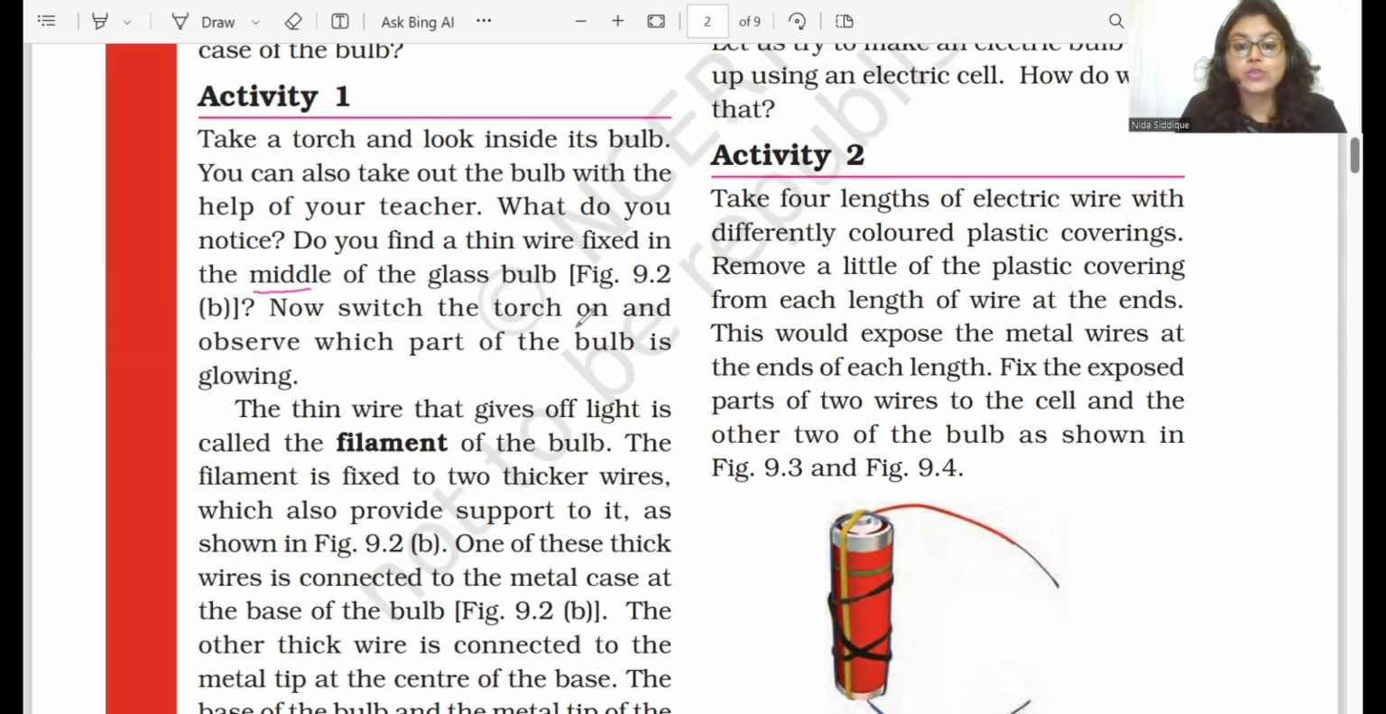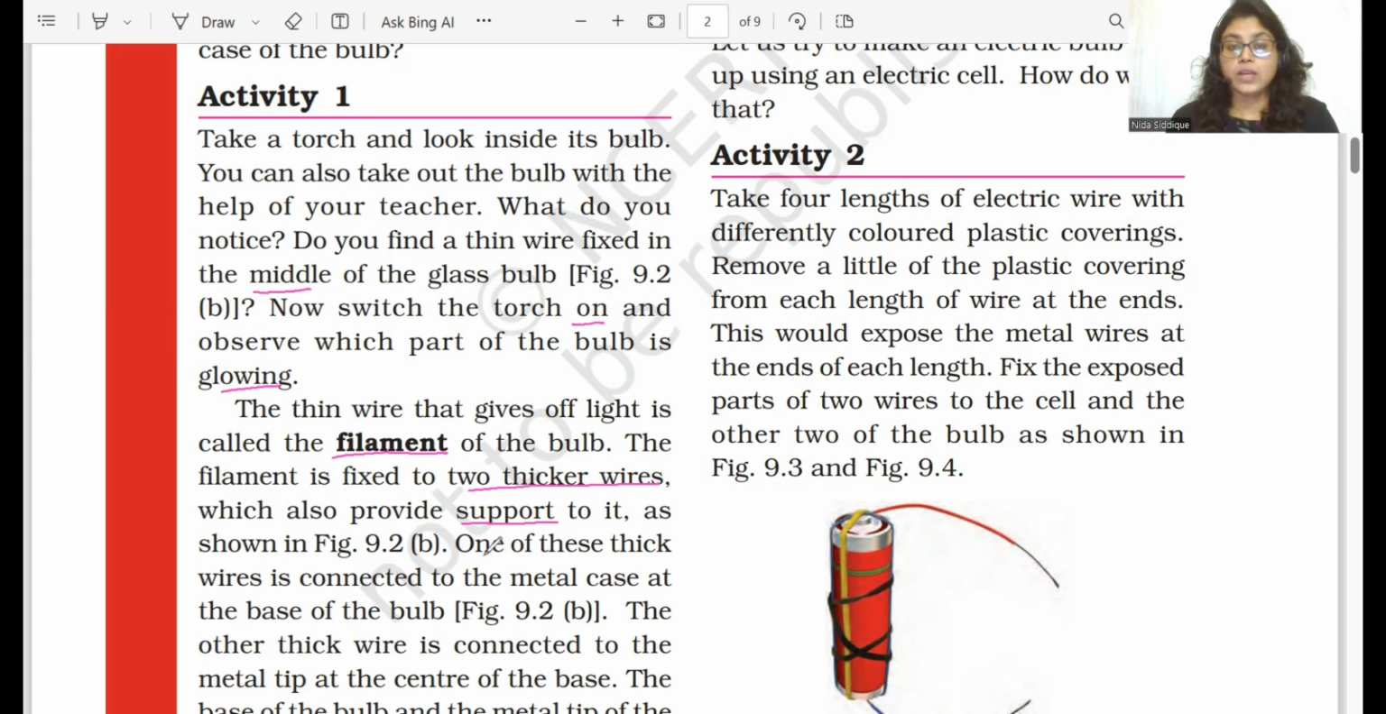Do you find a thin wire fixed in the middle of the glass bulb? Now switch the torch on. You will observe which part of the bulb is glowing. You will observe that this thin wire is the part that glows and produces light. So this thin wire which is giving off the light has a name, and it is called the filament of the bulb. This filament is fixed on the two thicker wires, as I have told you. The two thick wires hold the thin wire, and as a result, they provide support to the filament.